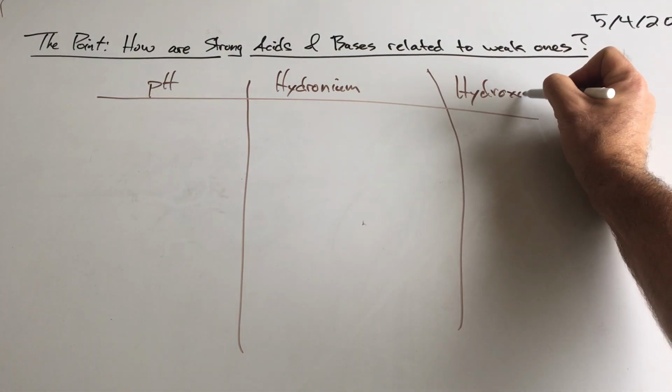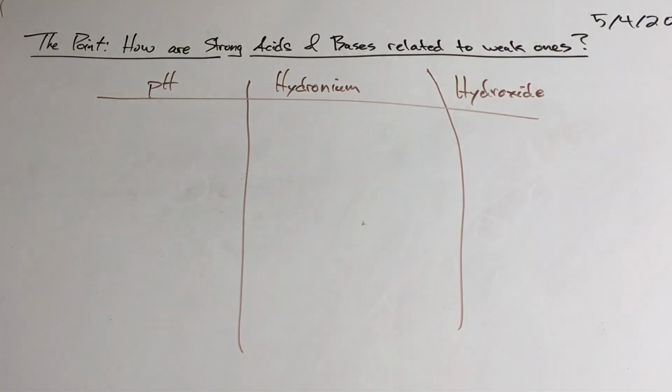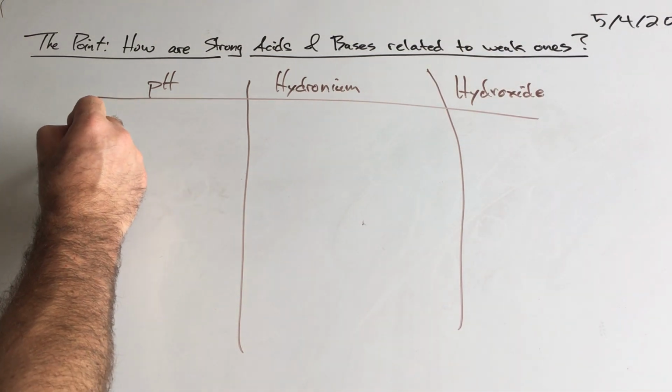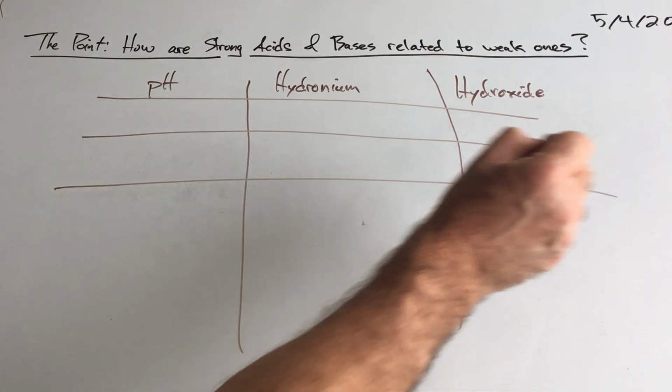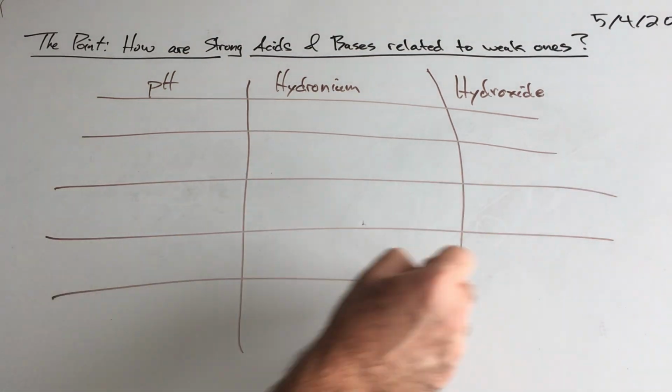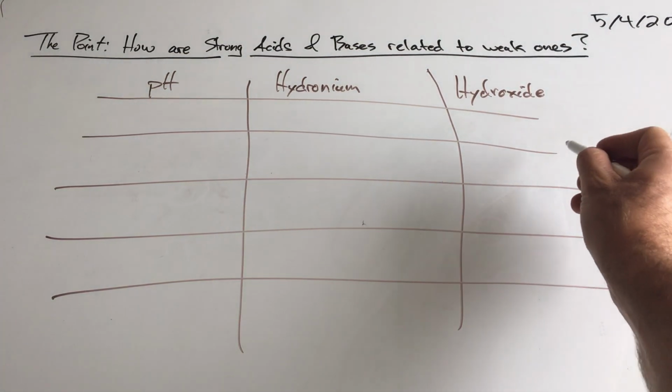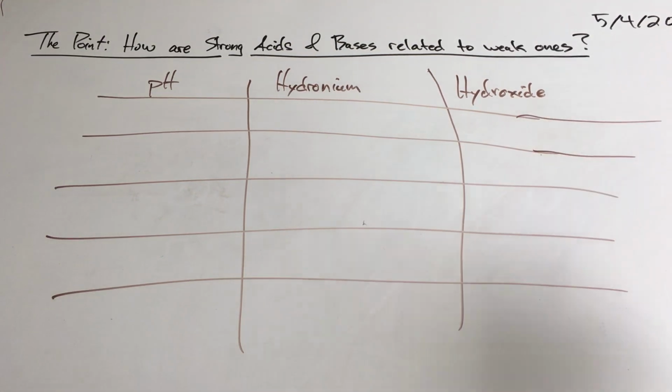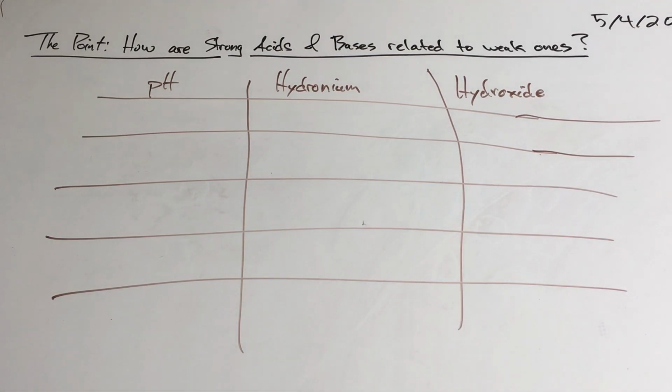We're just going to do a couple, and then we're going to attach it to strong acids and bases. So let's put some lines on. There you go. Maybe even extend these, make it like a legitimate table. And I'm just going to put a couple random values down.